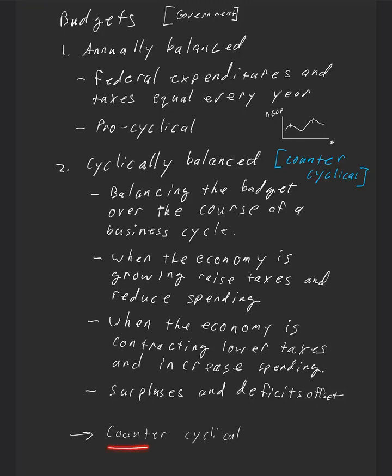This is intentionally and fundamentally countercyclical. Okay, so when the economy goes down in recession, government spending goes up. When the economy goes up in expansion, then government spending goes down. This should sound familiar. We covered automatic stabilizers in the previous lecture.